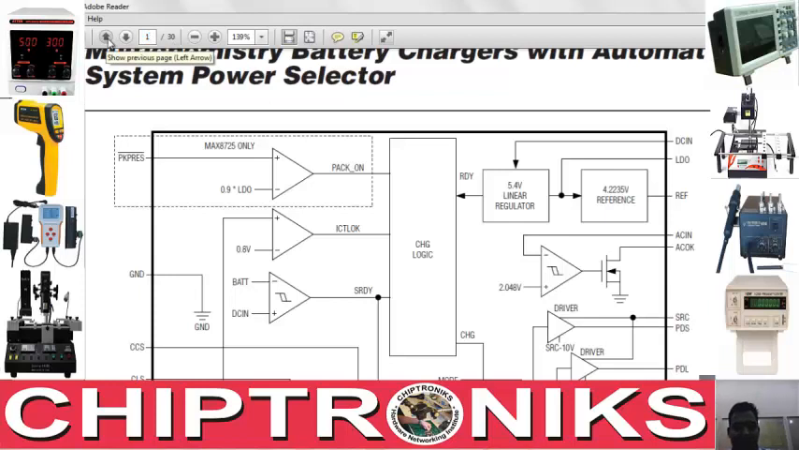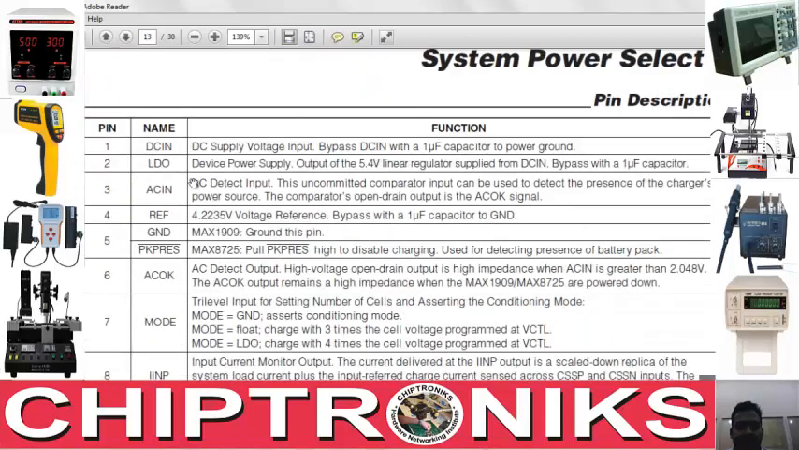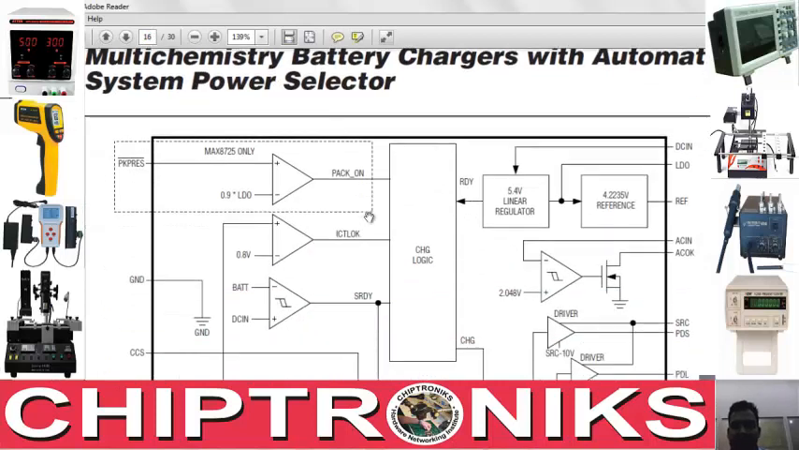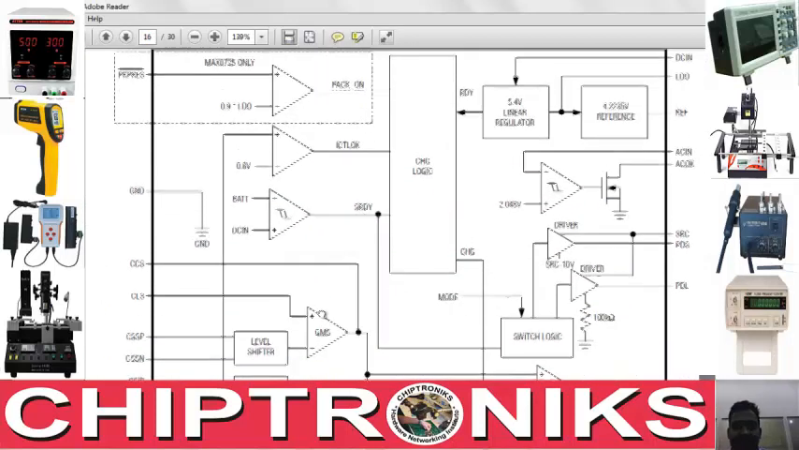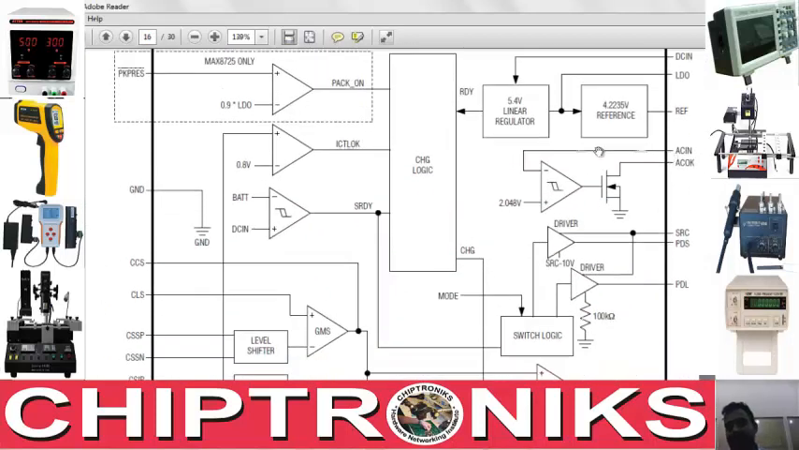Go back to page number 13, and after LDO comes AC in. AC in is the AC detect input. You can see over here it can be used to detect the presence of the charger power source. The comparator open drain output is the AC OK signal. Let's go to page number 16 and see AC in. Yes, AC in. You see AC OK and AC in.